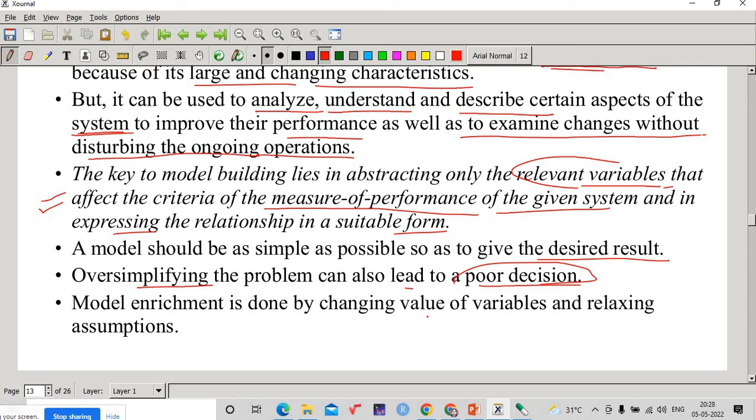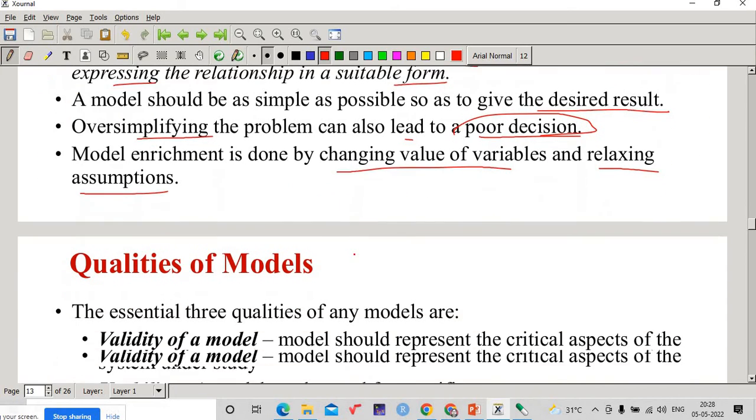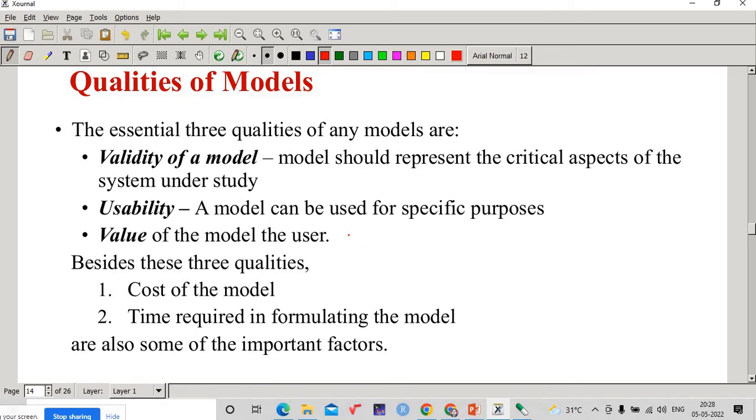Model enrichment is done by changing the values of variables and relaxing assumptions. Yeah, it is about retreating the model. When we form a model and work out its solution, if we are not getting the expected solution, we can reach back to that particular model to improve it. So sometimes changing of variables is also possible in that case. And sometimes we can change our assumptions for that particular model. So it is like a cycle. Model formation is a cycle.